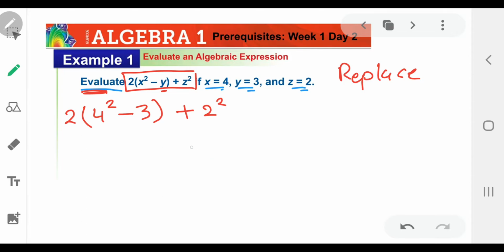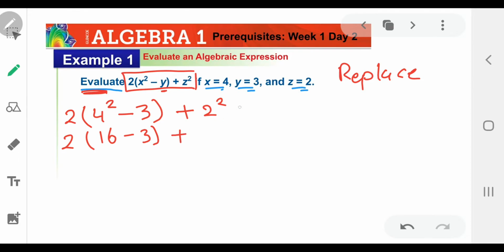What do I have here? I have parentheses, I have subtraction, addition, exponents. As we said earlier, we have to start with the grouping symbols. We have to finish the operation between the brackets. So what do I have between the brackets? I will leave the 2 as it is. What do I have between the parentheses here? I have 4 squared. According to PEMDAS, I'm going to finish the exponents. So 4 squared is 16 minus 3.